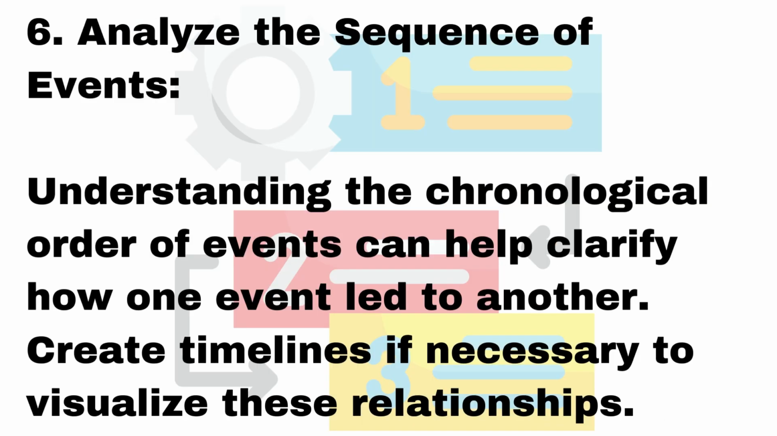6. Analyze the sequence of events. Understanding the chronological order of events can help clarify how one event led to another. Create timelines if necessary to visualize these relationships.